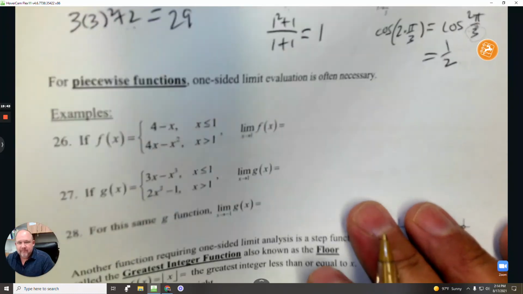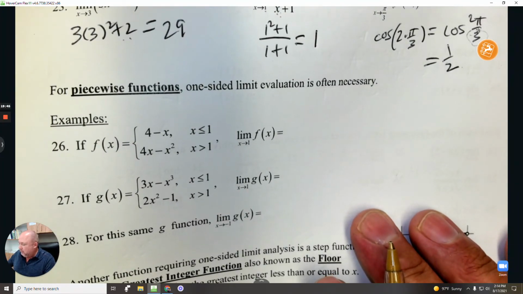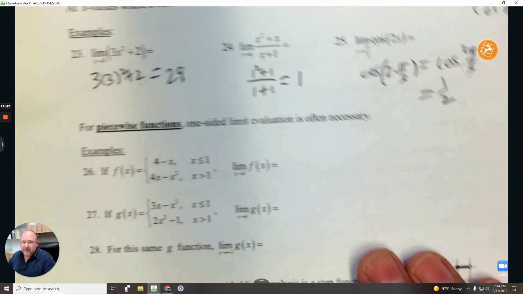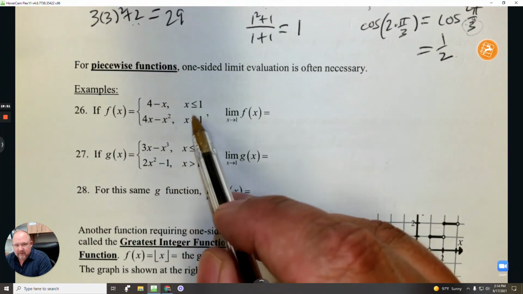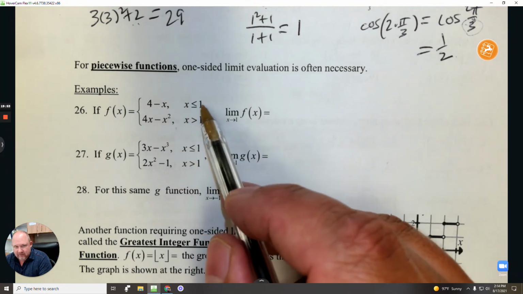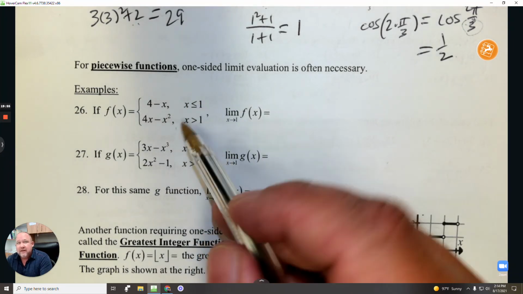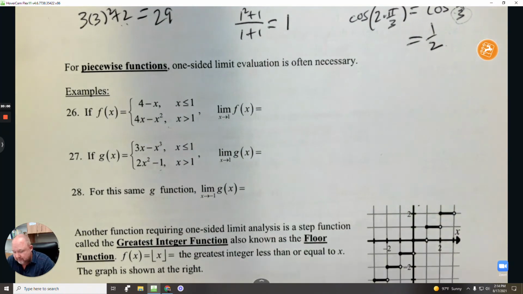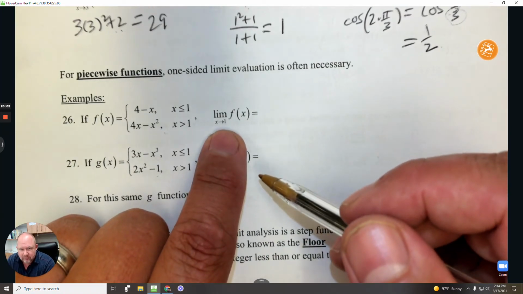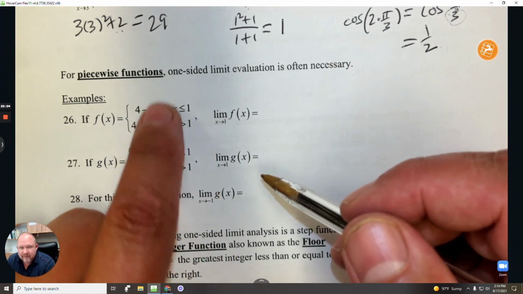26. These are piecewise. When you have more than one piece that makes a function, they're called piecewise. This one has 2 pieces that change at x is at 1. So when x is less than or equal to 1, it's the top piece. When x is greater than 1, it's the bottom piece. What's the limit as x approaches 1? So they have to be in agreement.